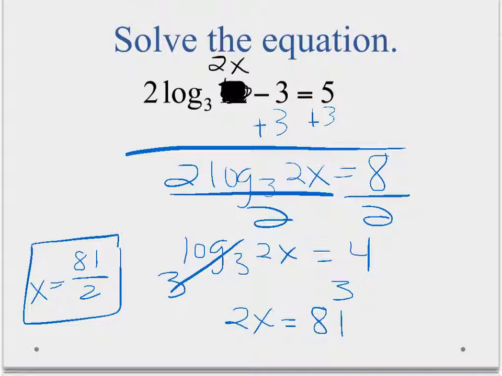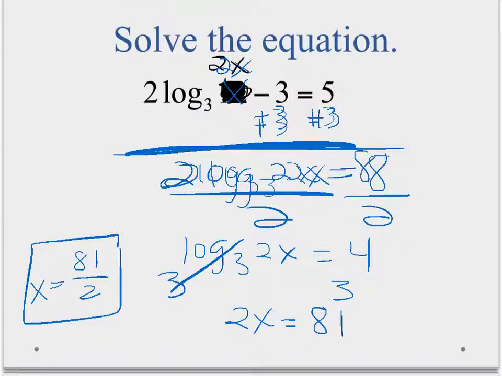Okay, let's change this problem and make that 2x in order for this to make sense. And now we want to get to that 2x. So the first thing we need to do before we can get rid of the log is we've got to get rid of everything around the log. So we have to add 3 to both sides first. And get 8, and then divide by 2. So we end up with log 3 of 2x equals 4.